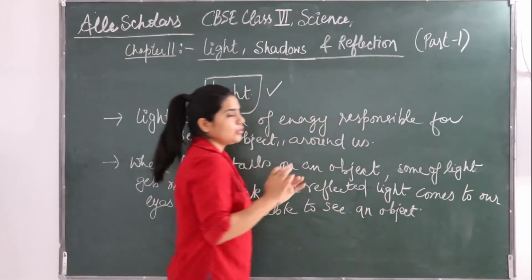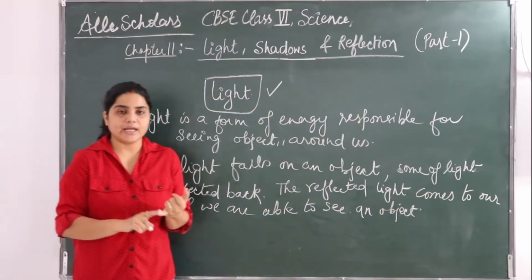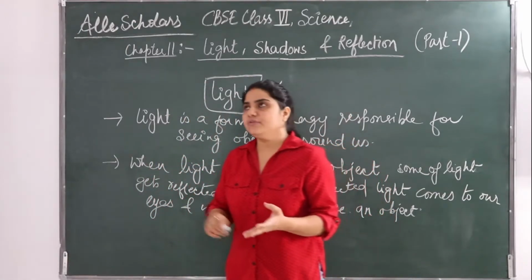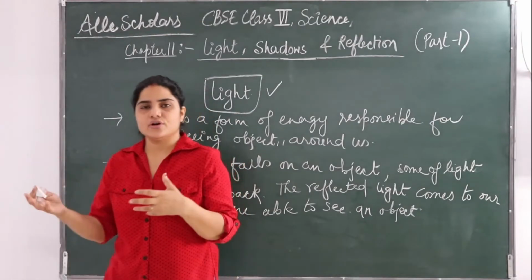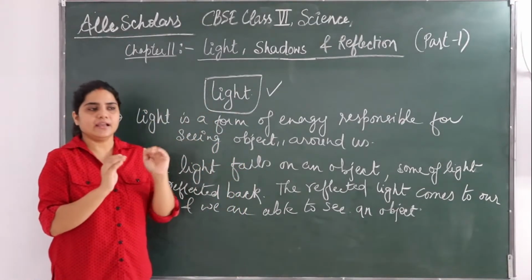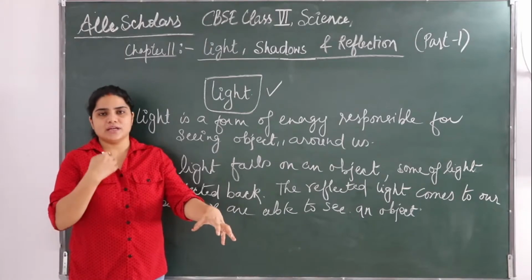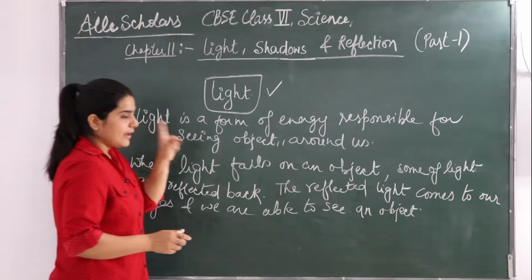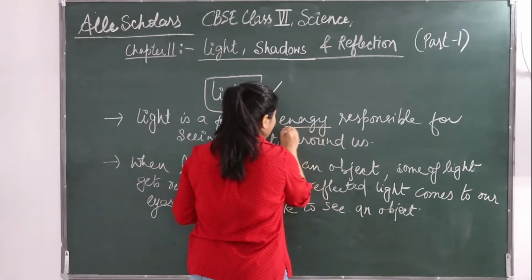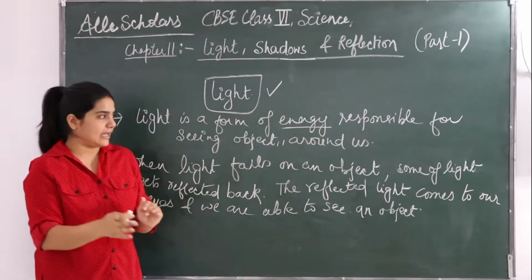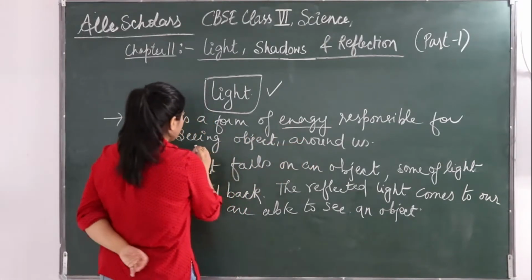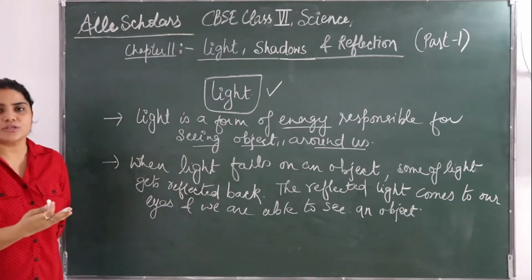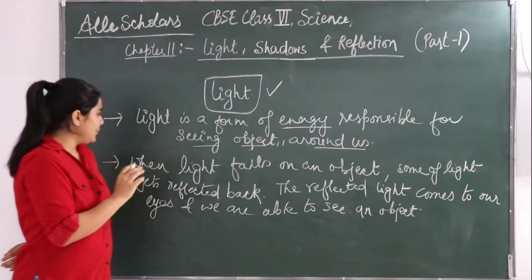Fine? So we got to know that we cannot see if there is no light around us. That light can be in any form, it can be sunlight, tube light, torch light, anything. But we need a light to fall on an object so that we can see it. So light is a form of energy. The first very important thing about light is that it is a form of energy responsible for seeing objects around us.